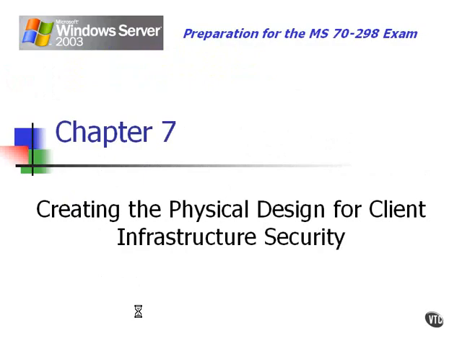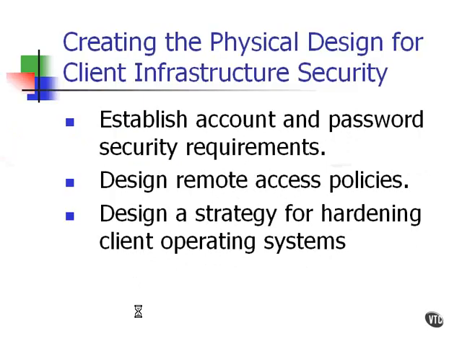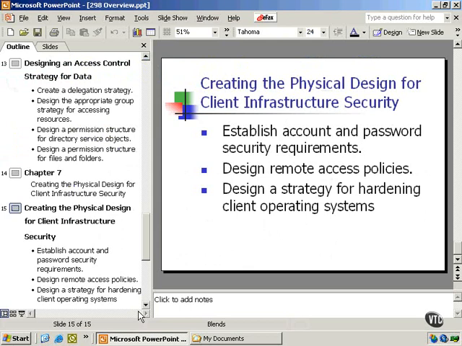In Chapter 7, then, the final chapter of this tutorial, we'll create the physical design for client infrastructure security, and here in this chapter we'll look at such issues as establishing account and password security requirements, remote access policies, and we'll also design a strategy for hardening a client operating system. So these are the types of things we'll be looking at throughout this tutorial.